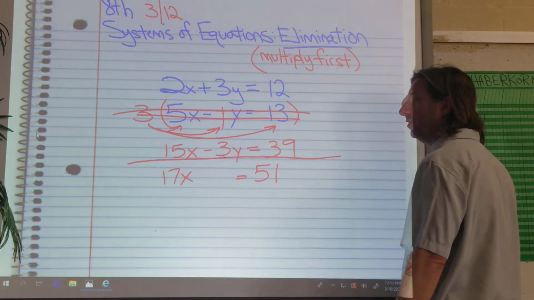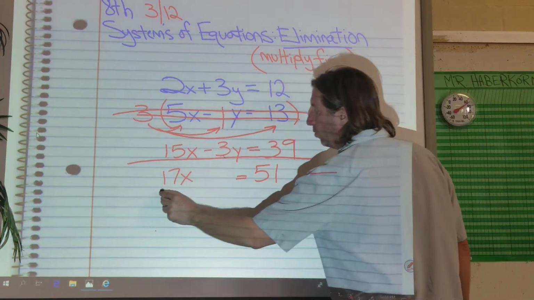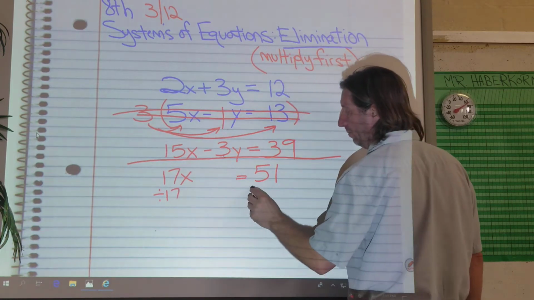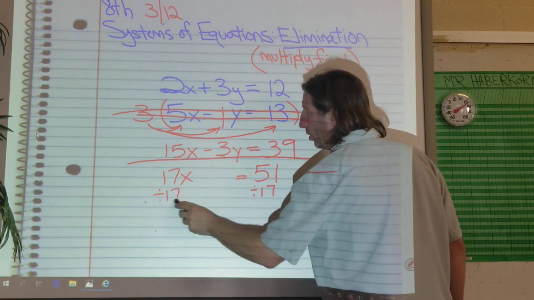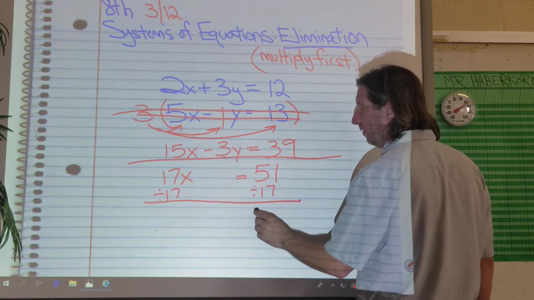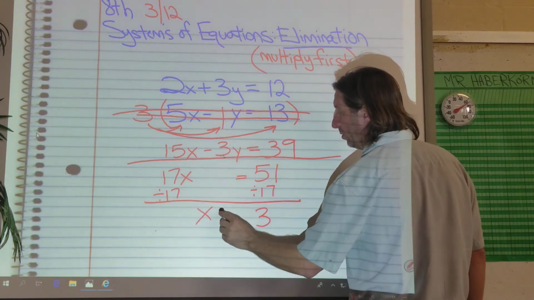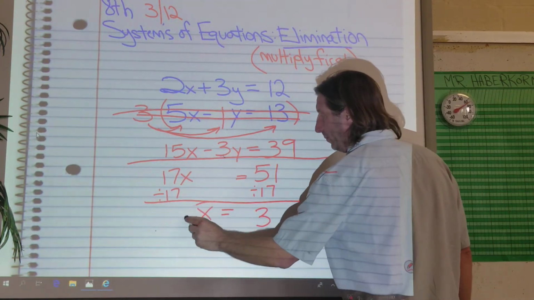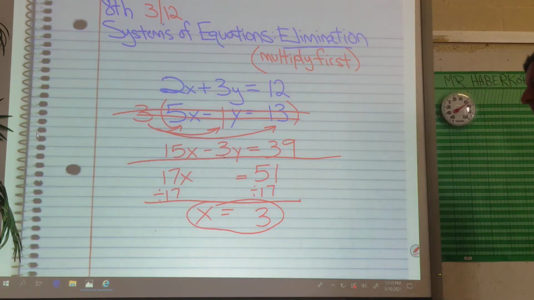All right. So how many 17s go into 51? We divide by 17, right? That sounds like it's not going to work, but it does. 17 goes into 51 three times. So x is 3, okay? So we are halfway done. We got our x is 3.